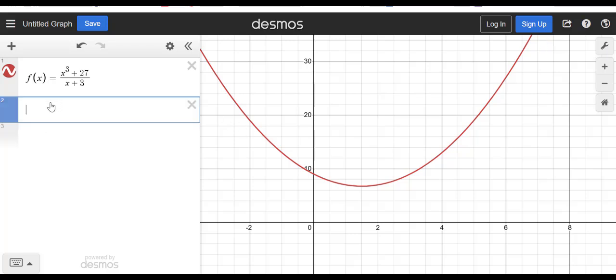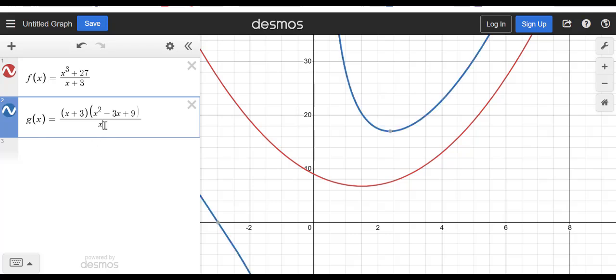Okay, if I think that this is equivalent to what we wrote, g of x equals, I'm going to first just put the factored form of that fraction. So I'm going to first just say, is this equivalent to the quantity x plus 3 times the quantity x squared minus 3x plus 9, and it was all over, and you notice it's not graphing it because it's waiting for me to put something in my denominator, x plus 3.